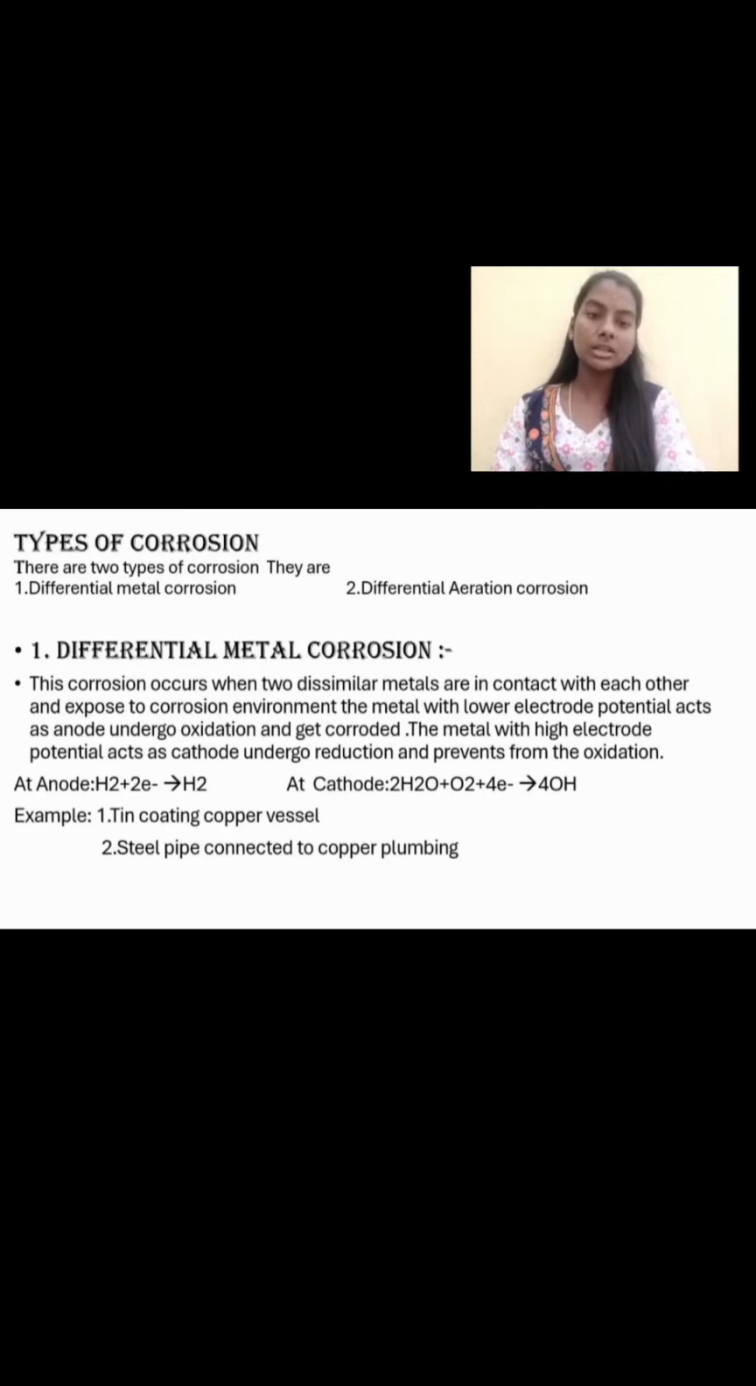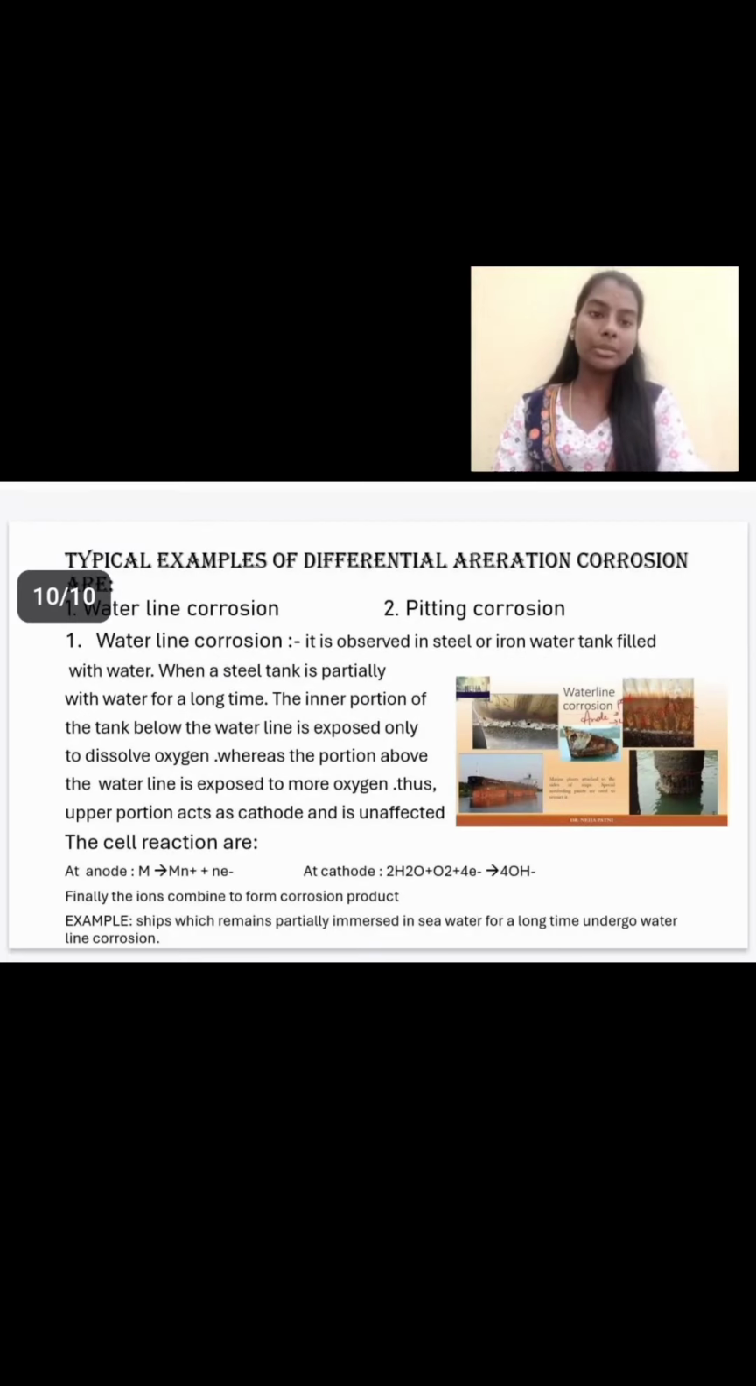Example first, thin coating of copper. Second example, steel pipe connected to copper plumbing. Now, typical examples of differential aeration corrosion: waterline corrosion and pitting corrosion. First one, waterline corrosion. It is observed in a steel or iron water tank filled with water.